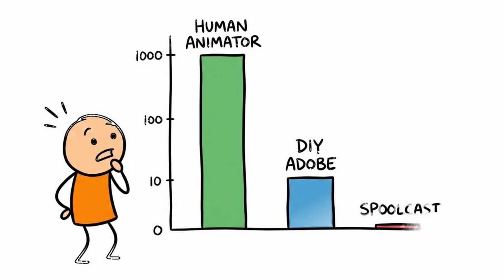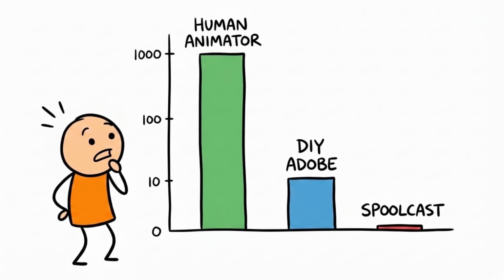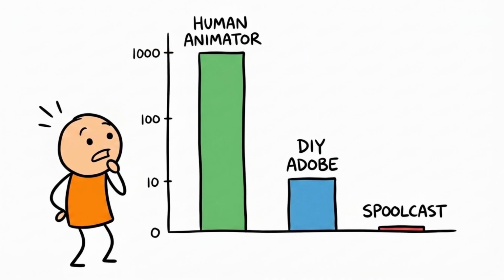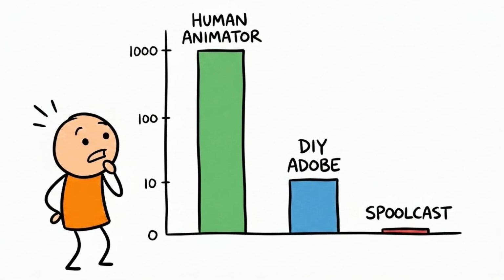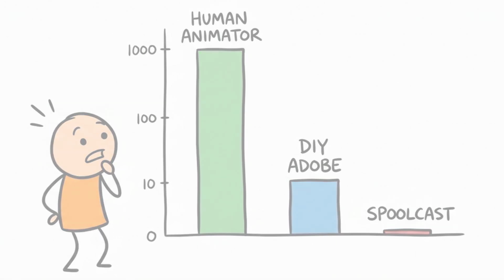Hiring a human animator for a 5-minute explainer runs $500 to $2,000. Adobe plus Descript plus stock footage, $50 a month in subscriptions, and a dozen hours of manual work. Spoolcast is an order of magnitude cheaper than either path.